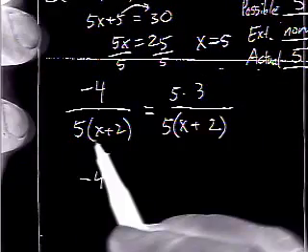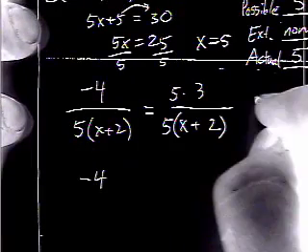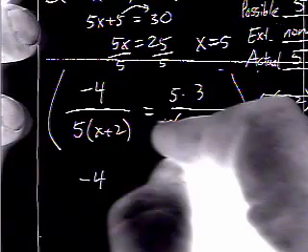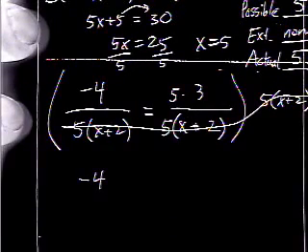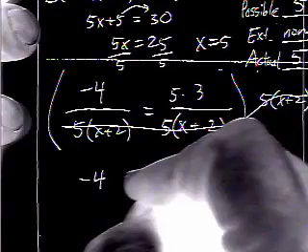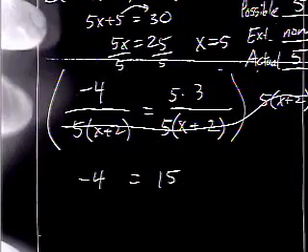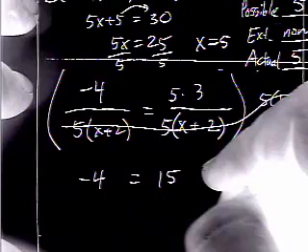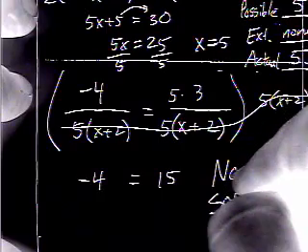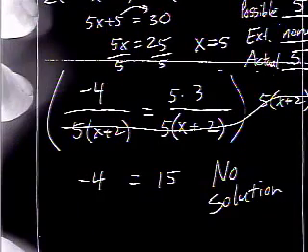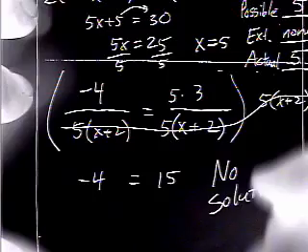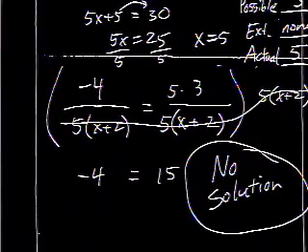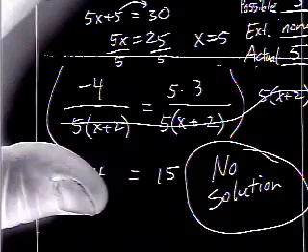So what did we say about those denominators? When you multiply everything through by 5 times x plus 2, bingo, bango, bongo, they're all gone. I got negative 4 equals 15. Uh-oh. That's never going to happen. So there's no solution in this situation. There's nothing in the universe which is going to make 15 equal negative 4. So if you end up with a situation like that, there's no way to solve that.